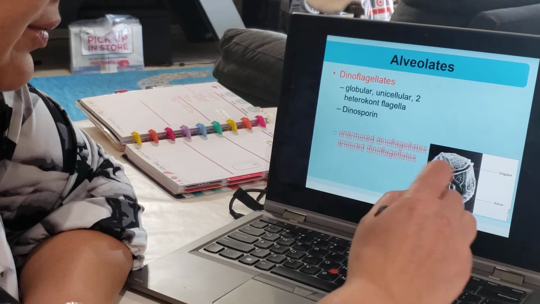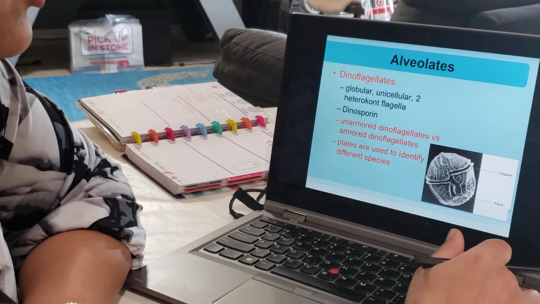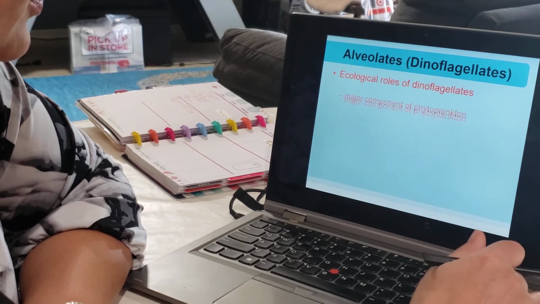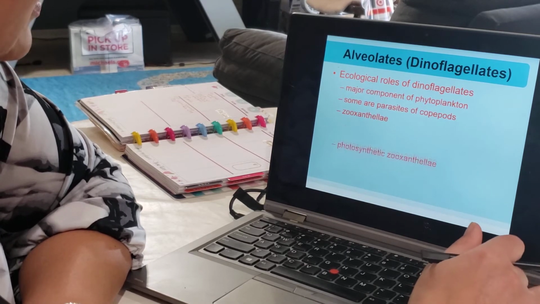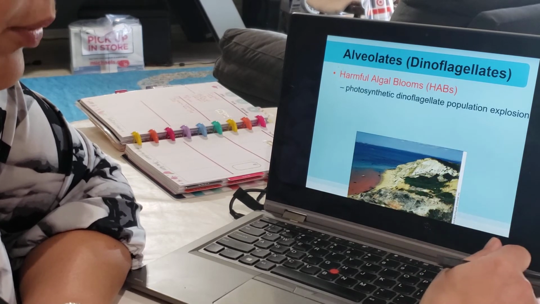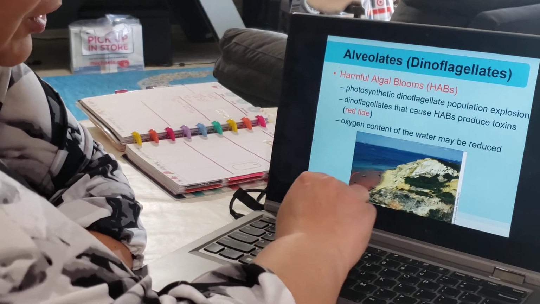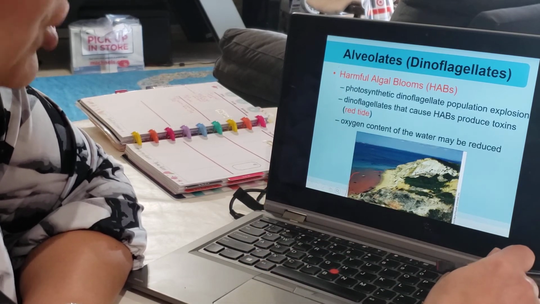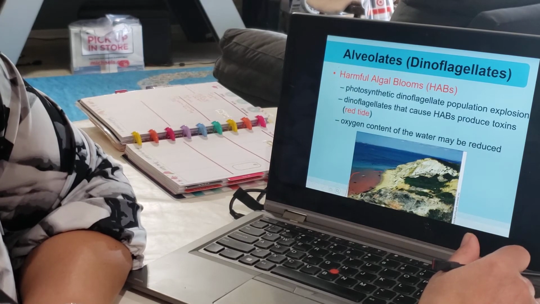All right, that right there, that's what it looks like. Unarmored dinoflagellates versus armored ones. Plates are used to identify different species. Major component of phytoplankton. Some are parasites of copepods. Photosynthetic zooxanthellae. You'll have those harmful algal blooms, like the red tide outbreak in South Florida, and you see that right there in the picture. The oxygen content of the water may be reduced to such an extent that everything else dies off, which is what happened.